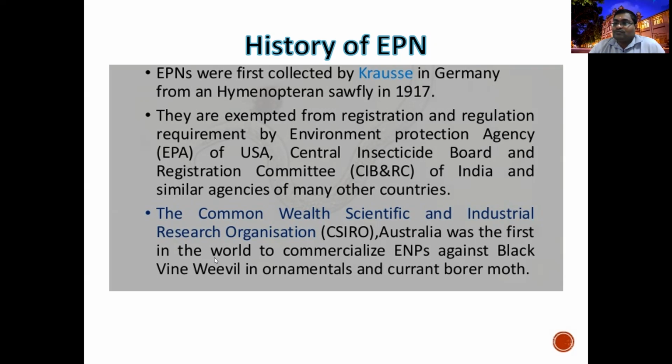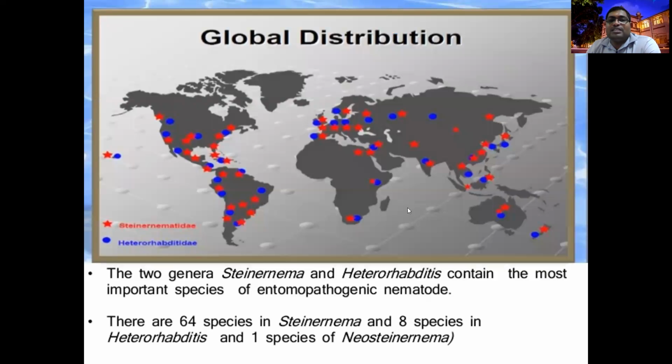So nematodes will work against the current borer moth, these two organisms they used. If you take the global distribution, this is an old map, but nowadays in other countries it has also been identified. Steinernema is indicated by the red star, and Heterorhabditidae by the blue spots. So you can see where these entomopathogenic nematodes have been identified, even in some other countries where they haven't done much research.